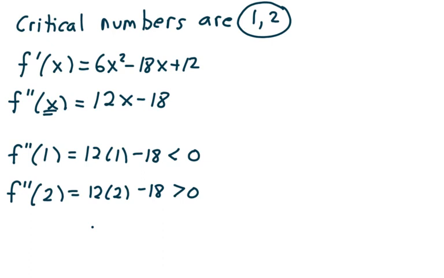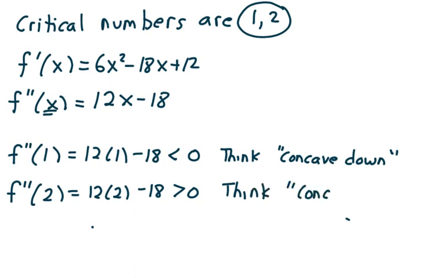And so I'm going to tell you how I think about it. When f double prime is negative, I think concave down. And over here, when f double prime is positive, I think concave up. When the function's concave down, that means it dumps water. It looks like that's a maximum. And when it's concave up, that means it holds water, and that makes it a minimum. But I will give you formally what this means.